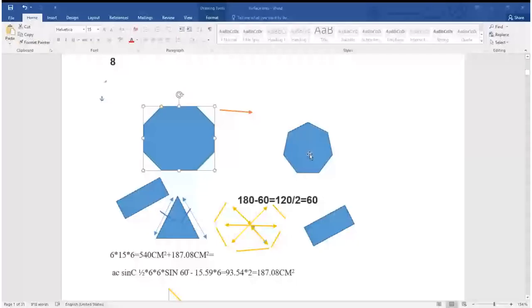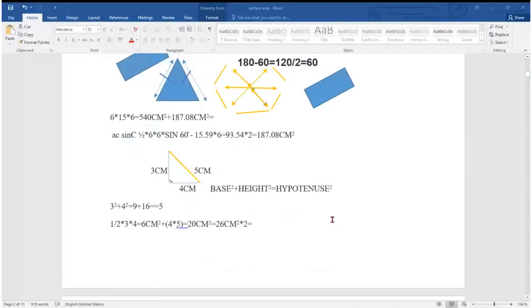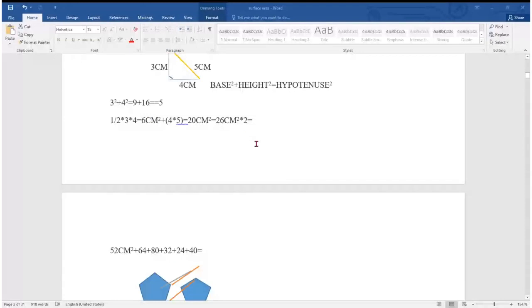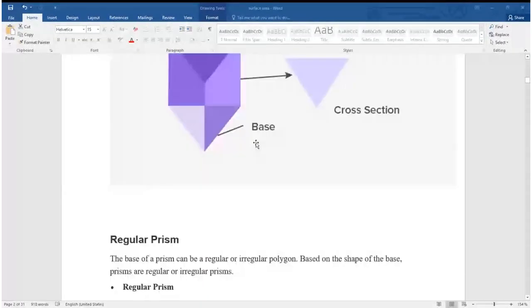Yes. So this is how you do it. So that first one, this is how you do it. Okay, I have already calculated there. So that is how you do this. Now let us see volume. Volume of a prism.